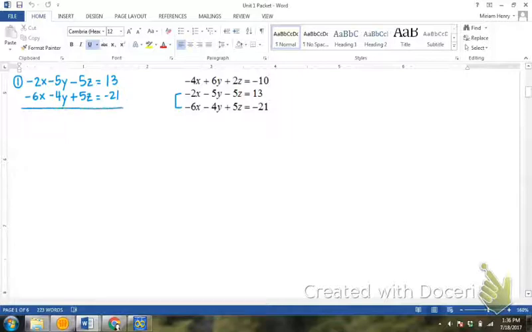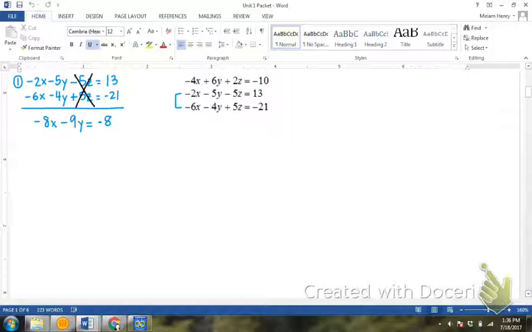Okay, now we can add these together like normal. If you have large handwriting, you should probably attempt to make it a little bit smaller right now, okay? So we're going to cancel out these negative 5z's. And let's combine like terms like we do normally. So negative 2x and negative 6x make negative 8x. Negative 5 and negative 4 make negative 9y. Equals 13 and negative 21. What is that? Negative 8.